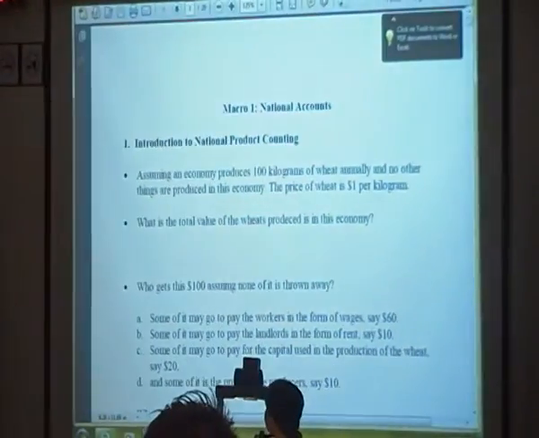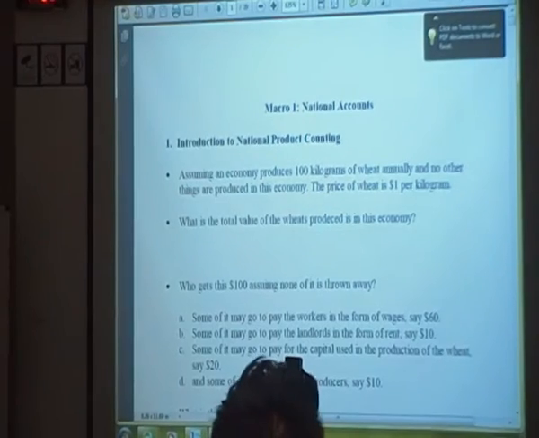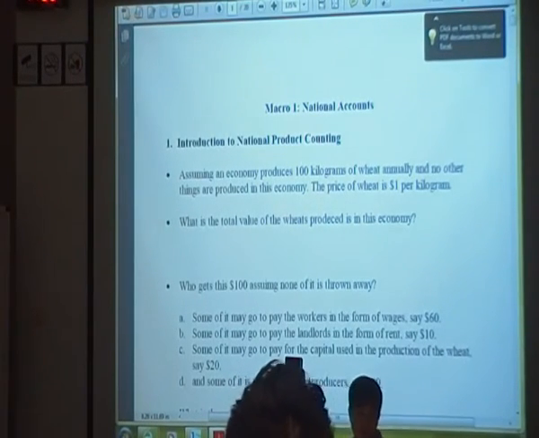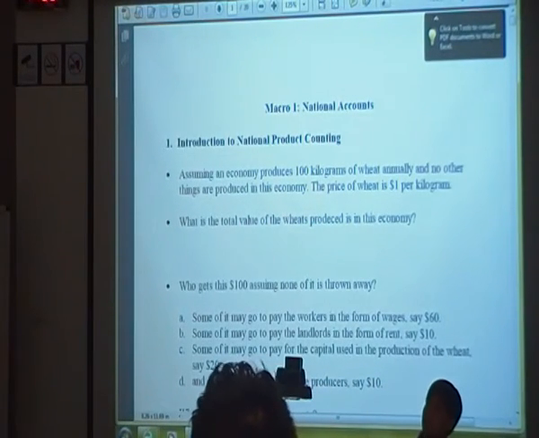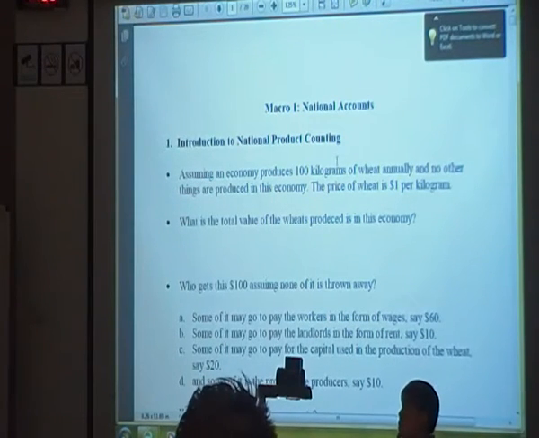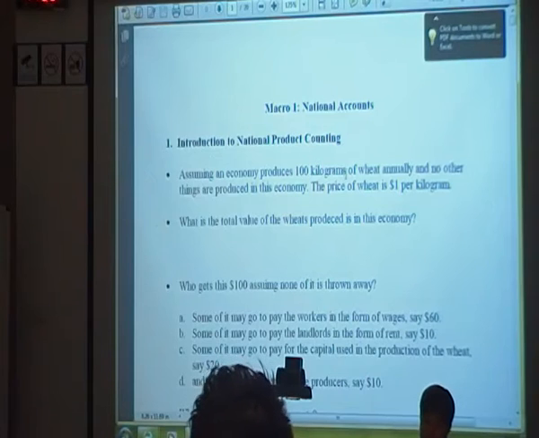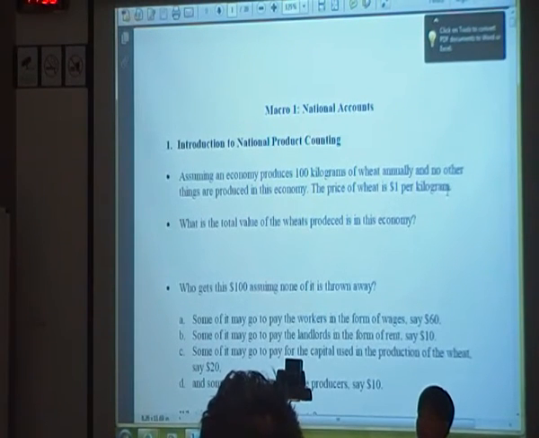The introduction to national accounting. Now, in this case, it is very simple. We just start off with a very simple model, all right? We assume this economy produces 100 kilograms of wheat annually, and nothing else is produced in this economy. Okay? And the price of the wheat is $1 per kilogram.